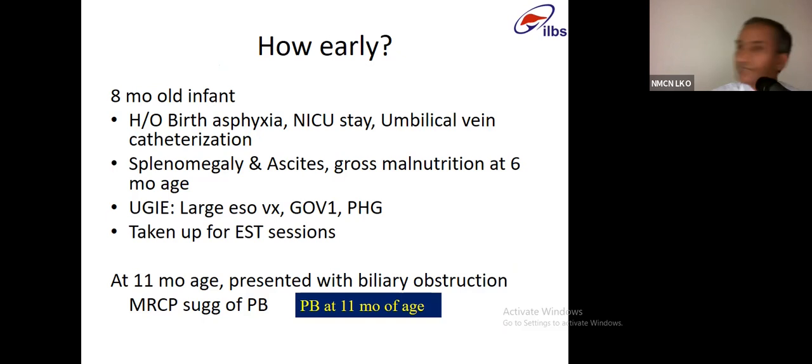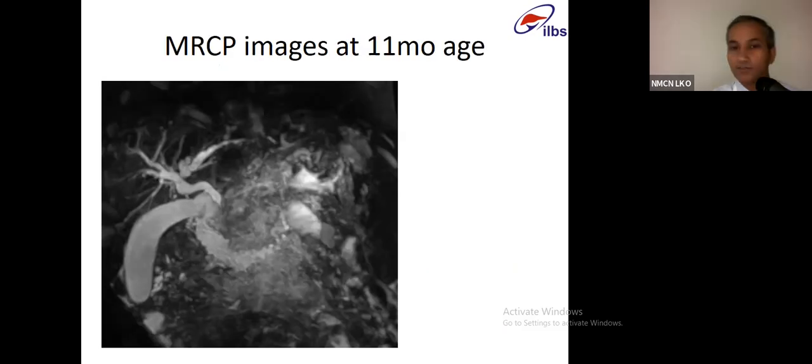So he was taken up for prophylactic EST. And at 11 months of age, he presented with biliary obstruction, and MRCP was suggestive of portal biliopathy. This is the MRCP image of this child at 11 months of age, showing significant dilatation and ectasias of the intrahepatic and the extrahepatic bile ducts.